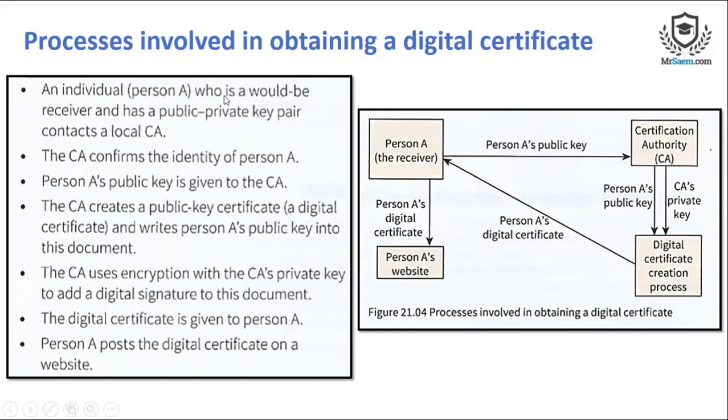Okay, this diagram is from your book. Frankly, most of the content is there in your book. That's why I'm just explaining all that. Person A's public key and the certification authority's private key, both of these will be used in order to create a digital certificate. So a digital certificate creation process will be initiated, and person A's digital certificate will be made and given to the person.